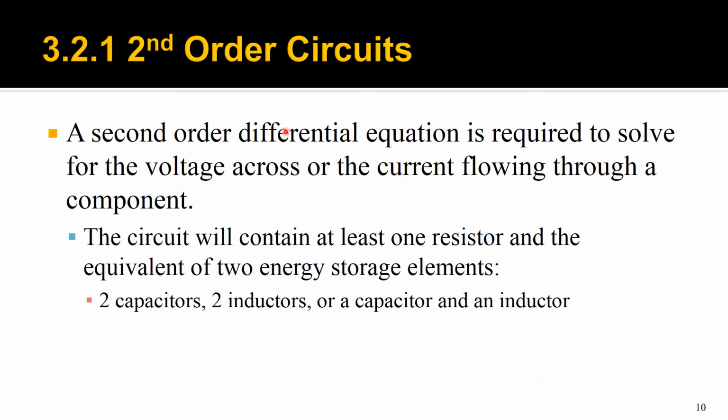Alright, a second order differential equation is required to solve for the voltage across or the current flowing through a component. So the circuit will contain at least one resistor and the equivalent of two energy storage elements, such as two capacitors in the circuit, or two inductors, or maybe a resistor, a capacitor, and an inductor. That is about the boundary condition.